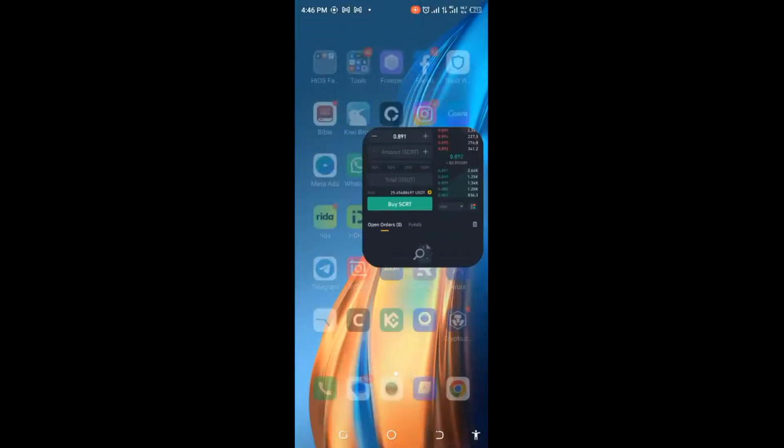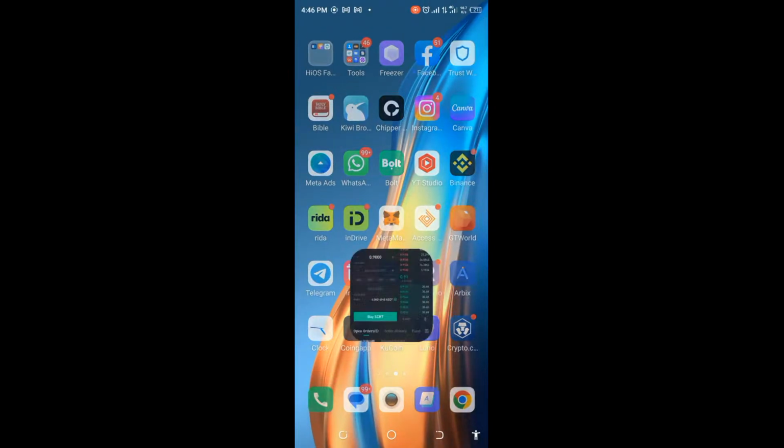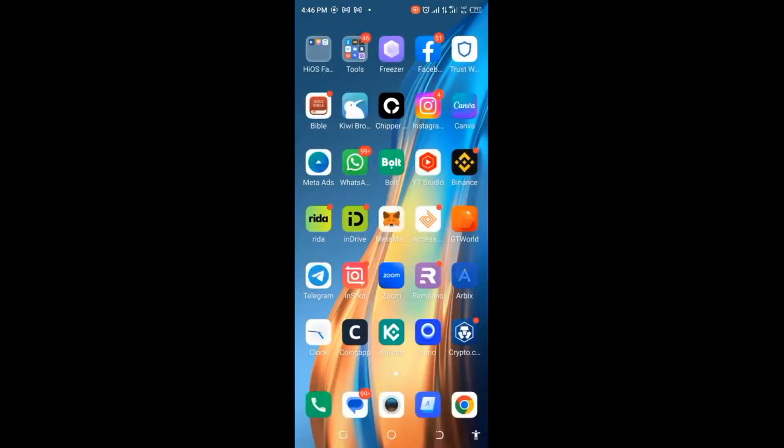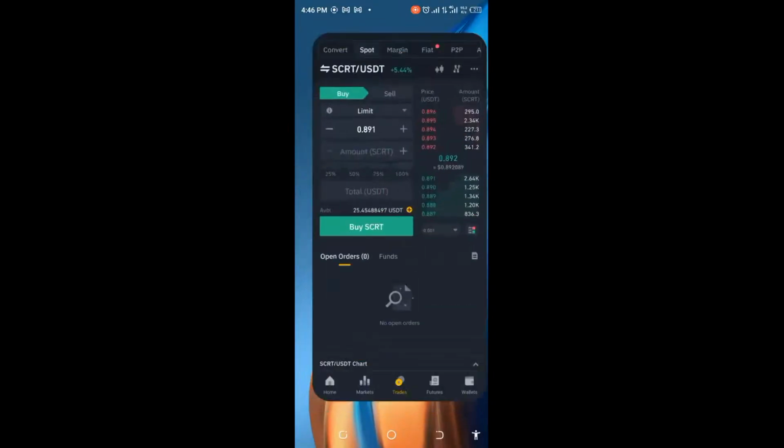Let's go and check what's going on in KuCoin. Is it going up high? I think it is. Oh yes, it is running a race, so we need to be fast. Let's try and see how we can catch up with this.